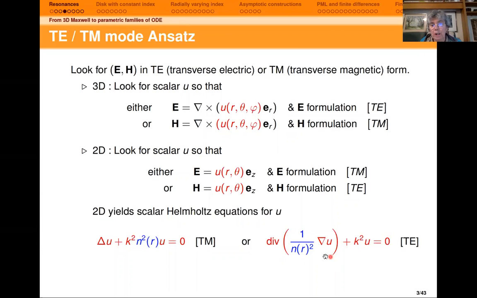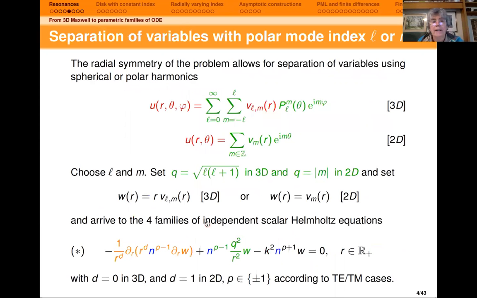And you have the other form. So the TM, you have this, so you don't have any perturbation in the Laplace. And for the other equation, you have the optical index, which is inside between the divergence and the gradient. And now, as everything, so the geometry and the index, they are all axisymmetric, then you may practice the separation of variables and obtain families of problems.